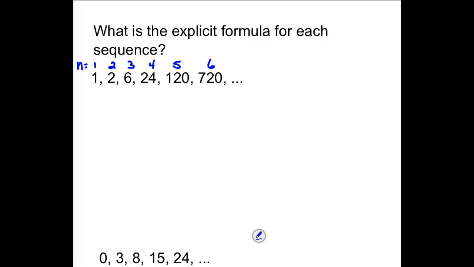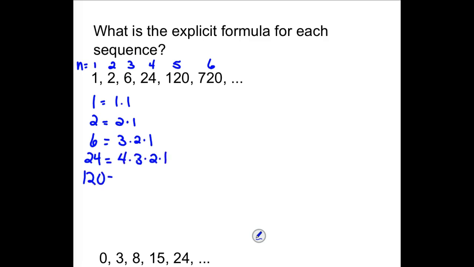All right, so you may recognize these numbers, you may not. 1, 2, 6, 24, 120, 720. That is a special pattern. Let's break it down. The first term of 1 is just 1 times itself. The second term is 2 times 1. My third number, the 6, is 3 times 2 times 1. To get 24, I'm taking 4 times 3 times 2 times 1. 120, 5 times 4 times 3 times 2 times 1. And 720, 6 times 5 times 4 times 3 times 2 times 1.